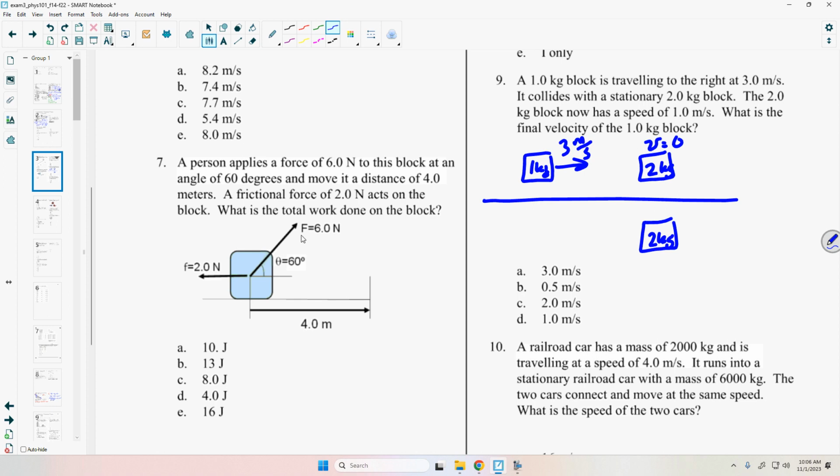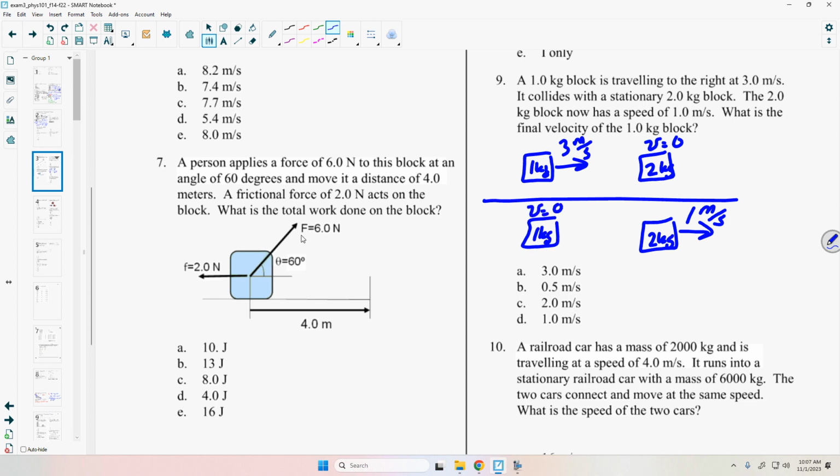Because the net momentum up here is to the right, and so the net momentum here also has to be to the right. So I'm not going to get this run into a stationary object, and then all of a sudden this thing starts moving to the left. But you do have to discern that. So this now has a speed of 1 meter per second, and now for the 1 kilogram block, I want to know what is its speed.